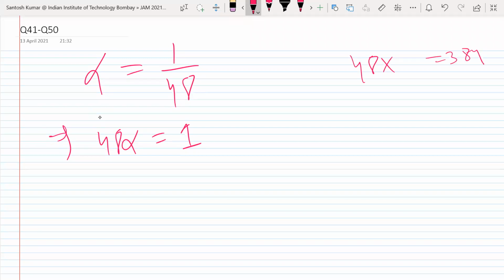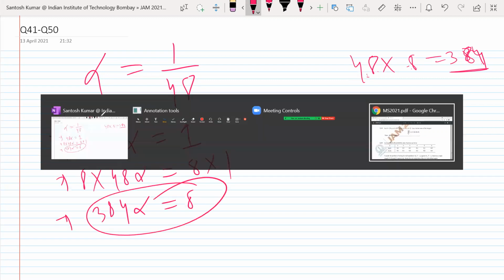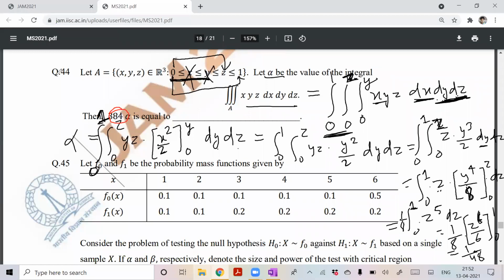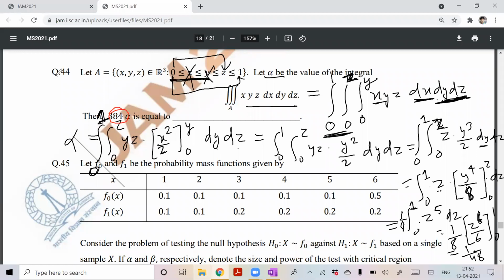So simply, you divide 384 by 48. If you divide 384 by 48, you will get 8, because 8 sixes are 48, and 8 eights are 64. So both sides you have to multiply. 384 alpha is equal to 8. So the answer for question number 44 is 8. Okay, so integrate it clearly in your notebook.